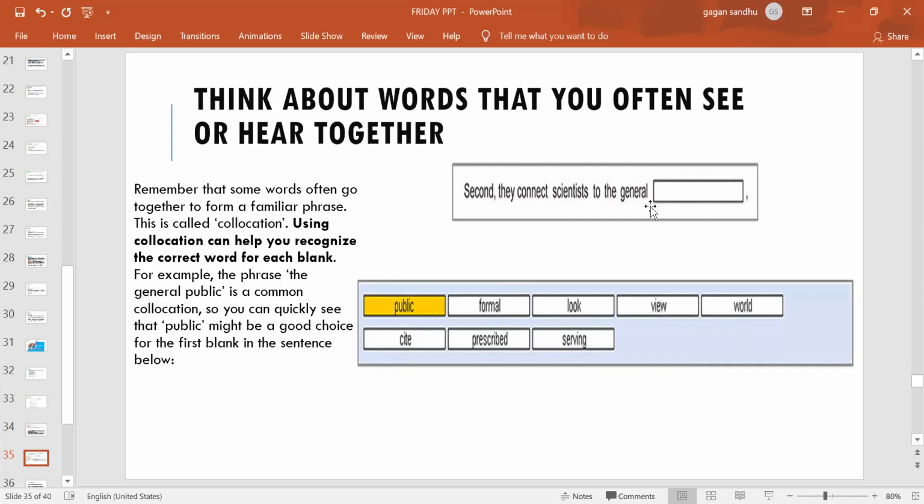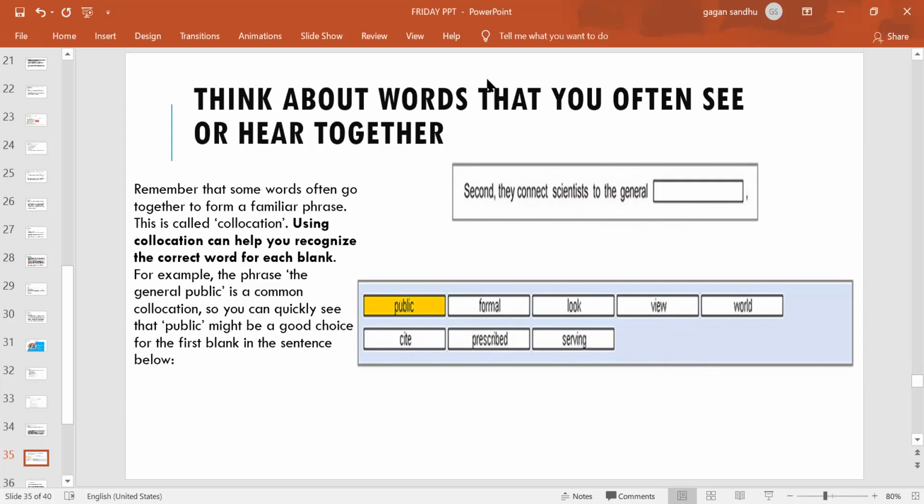So if you feel this word public goes into the first blank, you have to click public, hold it, drag it, and drop it in this place. This is what you will be doing with the help of the mouse, right? And if you want to change the option, again you have to click the option here, hold it, and drag it back to this particular answer choices box, right?